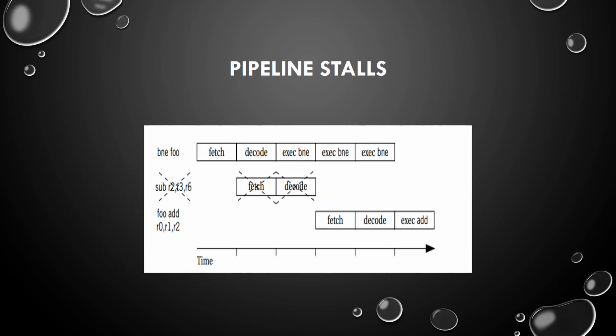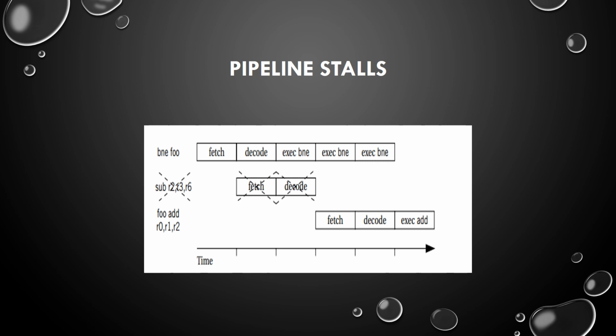Then we move on to the control stalls. Here BNE, that is branch if not equal. If it is not equal, it has to branch. But this is not decided until the third phase of execution. Where should it go? The control should go to some other address, that is the FOO address. That instruction address is not predicted, and the condition is not checked until the third phase of execution.